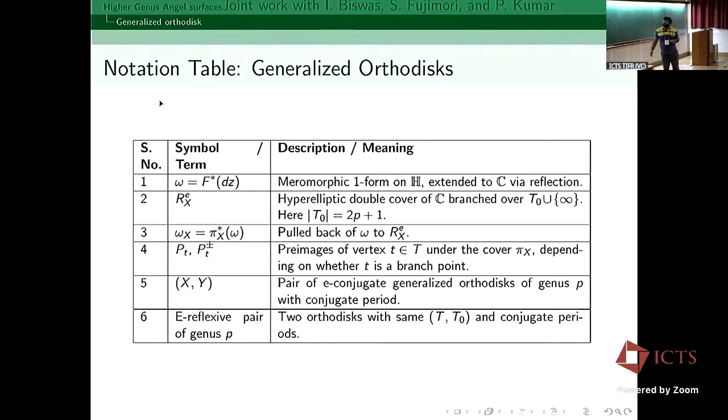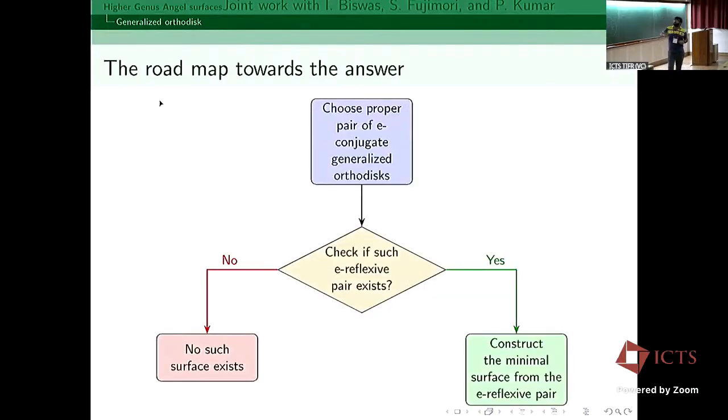Okay, so yes. So this is my roadmap. We'll first try to choose a pair of E-conjugate orthodisks. We'll check, in this set of E-conjugate orthodisks, does there exist an E-reflexive pair? If yes, from there we'll define the minimal surface. If no, we can comment that no such surface exists. So I'll start with this. Basically, I'll assume that yes, an E-reflexive pair exists, and from there, can we define the minimal surface?